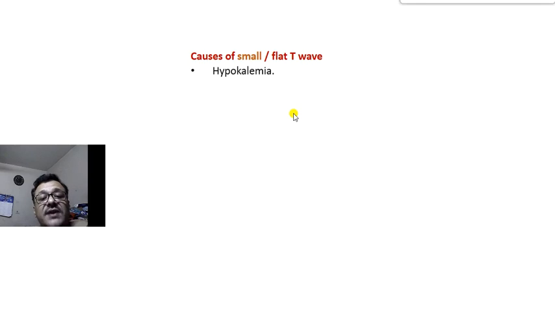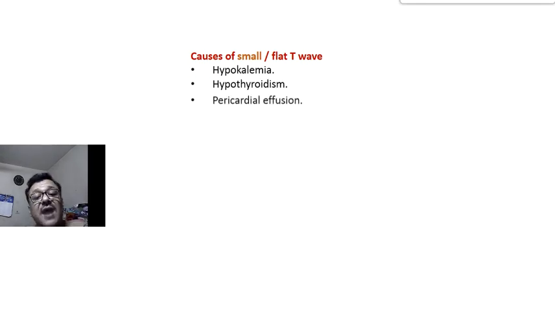Causes of small, flat T wave: hypokalemia, hypothyroidism, and pericardial effusion.